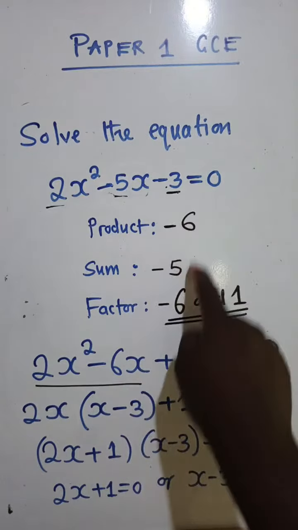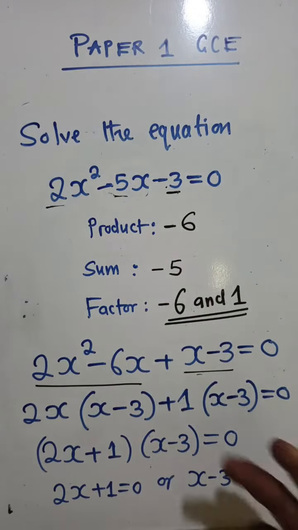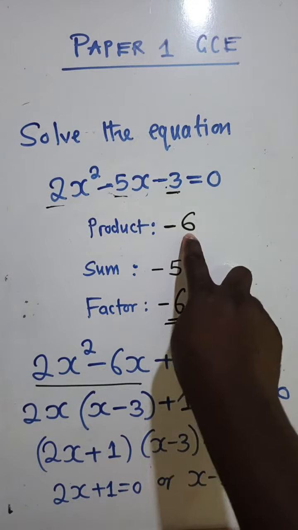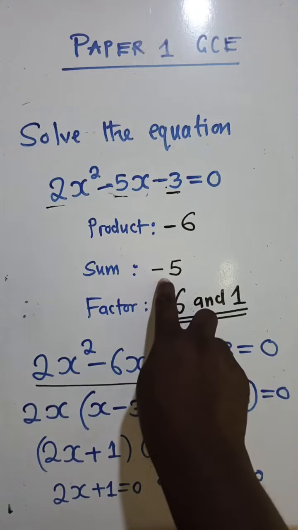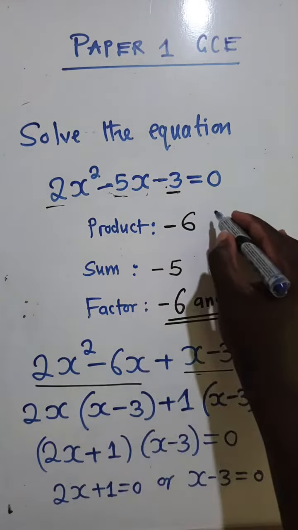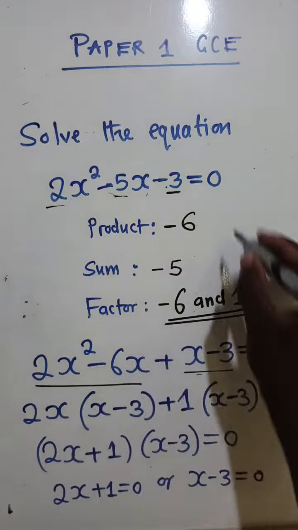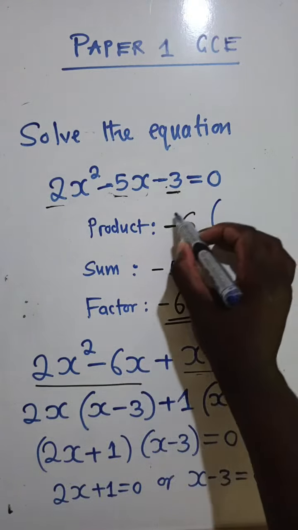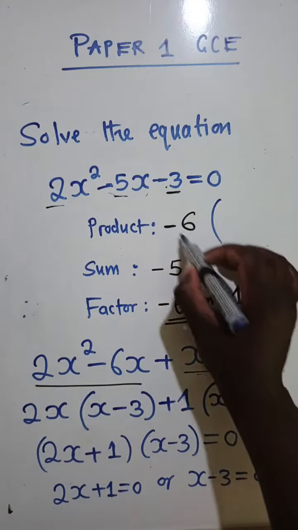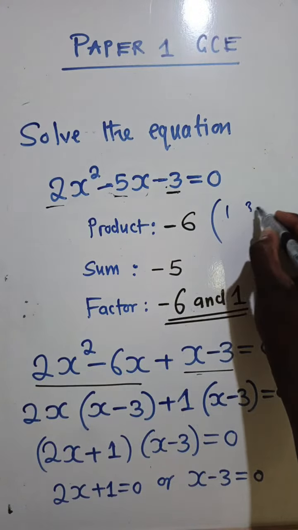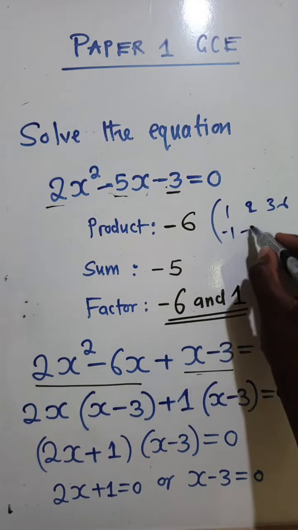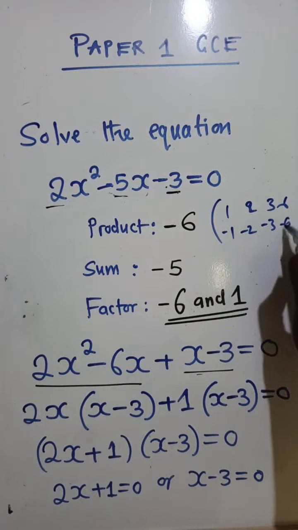Now, between these, think of two numbers. When you multiply them, they give you this. And when you add those same two numbers, they give you this. So let me do this. And this is how I get to know my factors, the numbers to use. So just identify the numbers that are able to go into this. So I know a 1 can go there, a 2, a 3, and 6 itself, negative 1, negative 2, negative 3, negative 6.